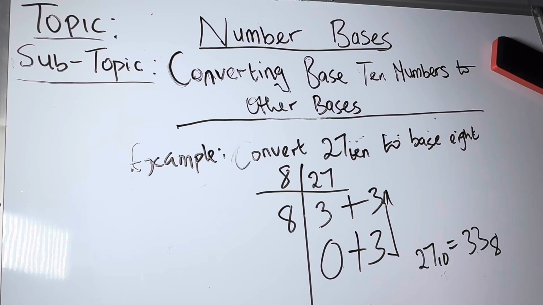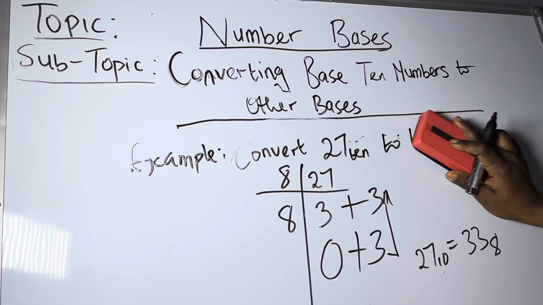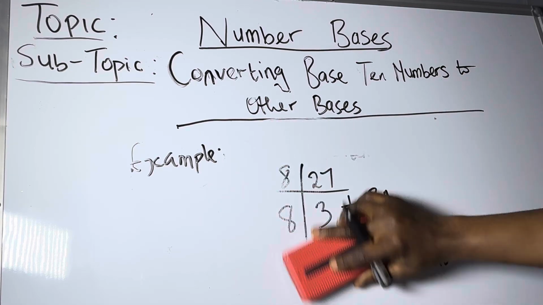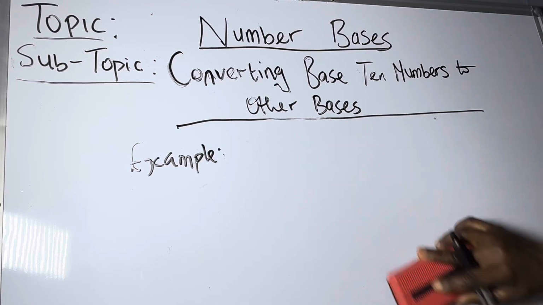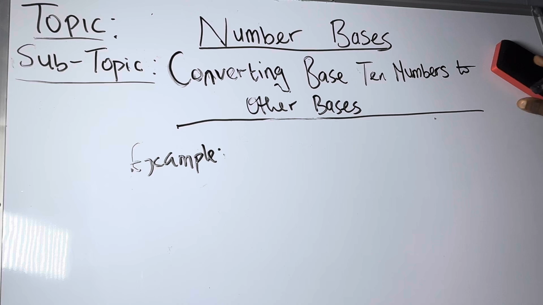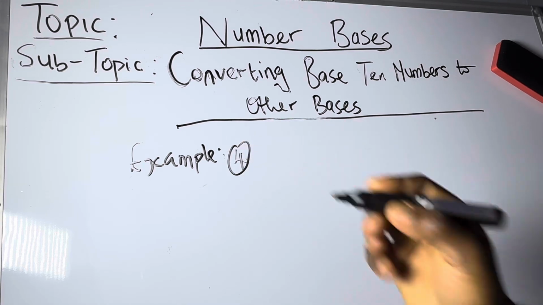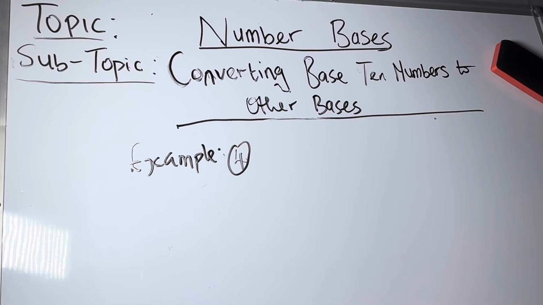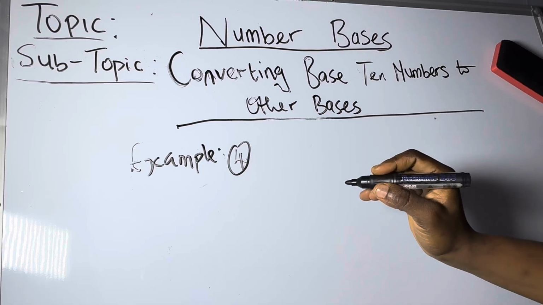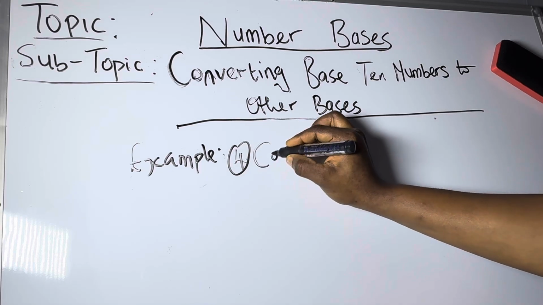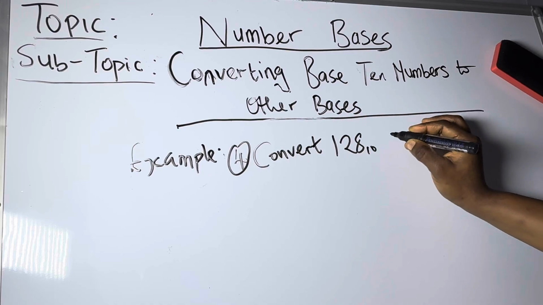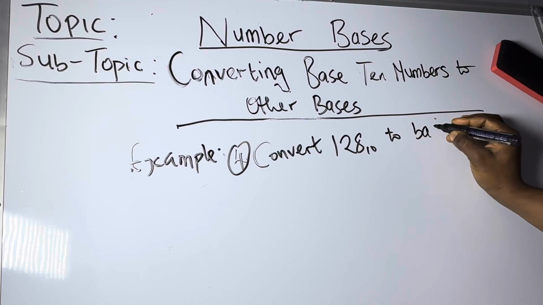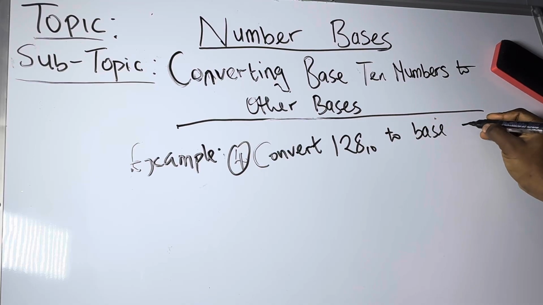Now let's take a look at some other examples under converting base 10 numbers to other bases. Example 4. Example 4 question says, convert 128 in base 10 to base 5.